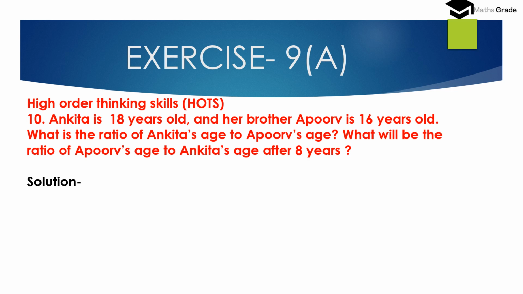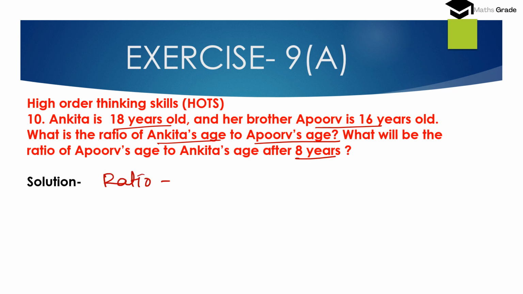Now we will solve high order thinking skill HOTS question number 10. Ankita is 18 years old and her brother Apurv is 16 years old. What is the ratio of Ankita's age to Apurv's age? And what will be the ratio of Apurv's age to Ankita's age after 8 years? So first we have to find out the ratio of Ankita's age to Apurv's age.